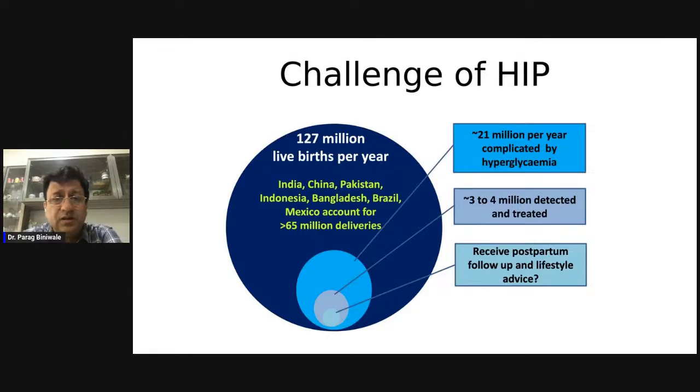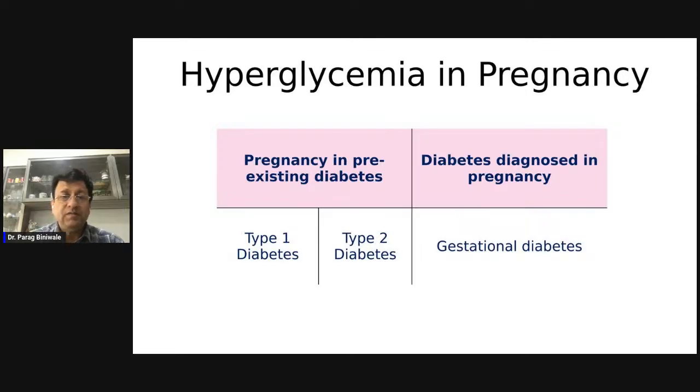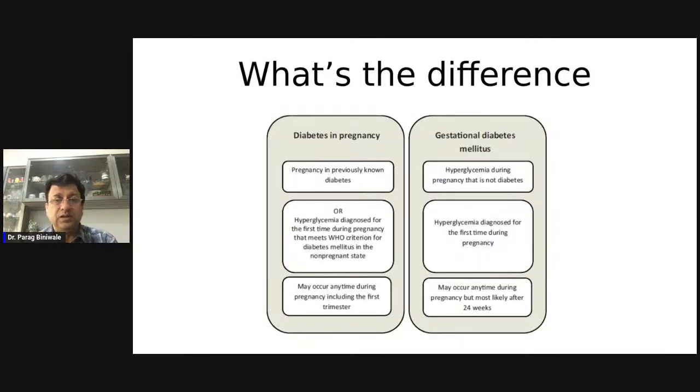The challenge of HIP is huge. World over, it is estimated that there are 127 million births. More than 65 million deliveries are conducted in countries like India, China, Pakistan, etc. It is also estimated that 21 million pregnancies are complicated by hyperglycemia, but unfortunately, only 3 to 4 million of them are detected and treated in time, and hardly anyone receives postpartum follow up and lifestyle advice. And this leads to so many issues in the postpartum or later life of that particular woman. So, hyperglycemia in pregnancy, we can divide it into pregnancy in a pre-existing diabetic woman, or diabetes diagnosed in pregnancy for the first time, and that is gestational diabetes.